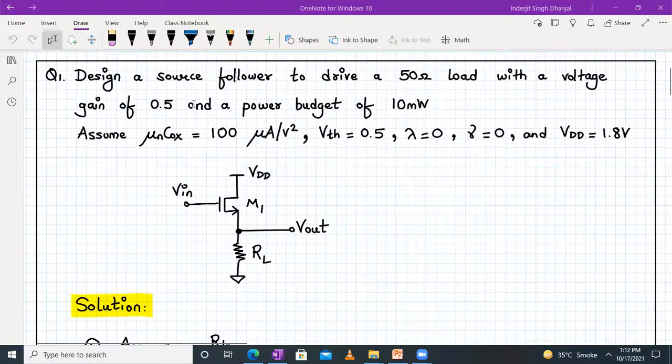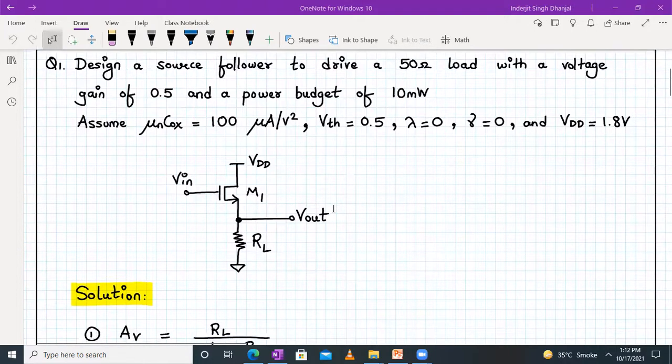Now this is a source follower circuit, right? When do we call it a source follower? Whenever the input is applied to the gate and the output is taken from the source terminal. The M1 drain terminal is directly tied to VDD. And the load is the 50 ohm load, RL. We have to find the aspect ratio of the M1 transistor, that is the W by L ratio. So let's begin with our solution.